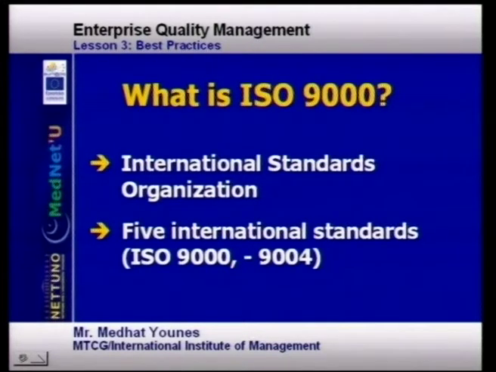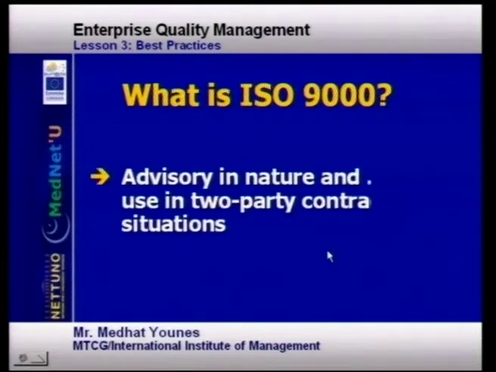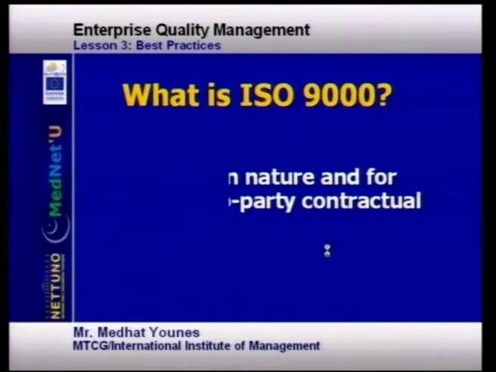In about 1987, ISO published the first issue of a series of 5 international standards, from 9000 to 9004. The ISO 9000 standards were intended to be advisory in nature and for use in two-party contractual situations. Later, it covered, of course, third-party contractual situations.